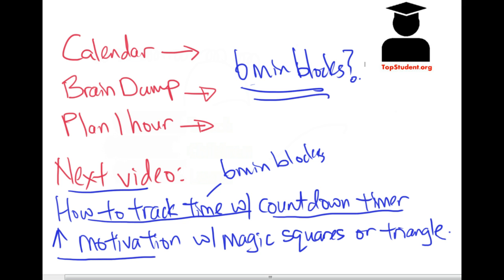And the next thing is how to increase motivation with magic squares or triangles. If you find yourself getting demotivated, getting very tired and things like this, well, you can use magic squares or magic triangles to track and to motivate yourself.